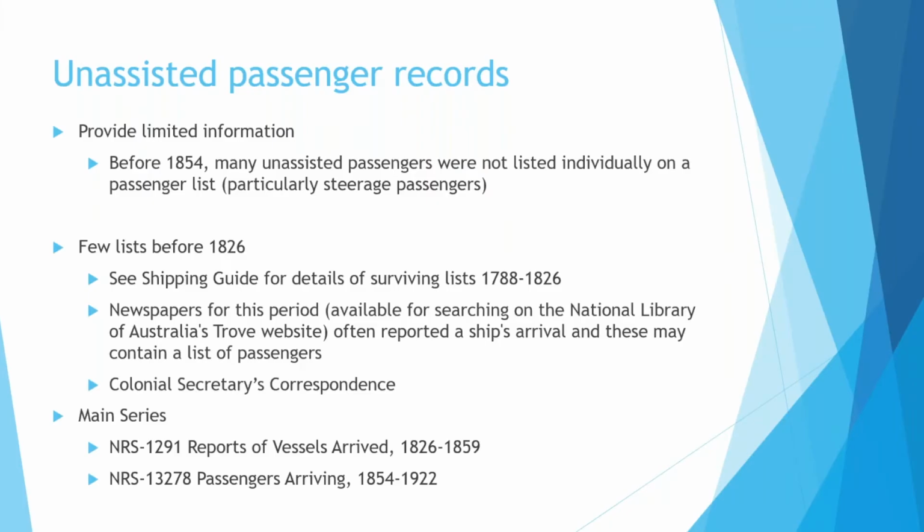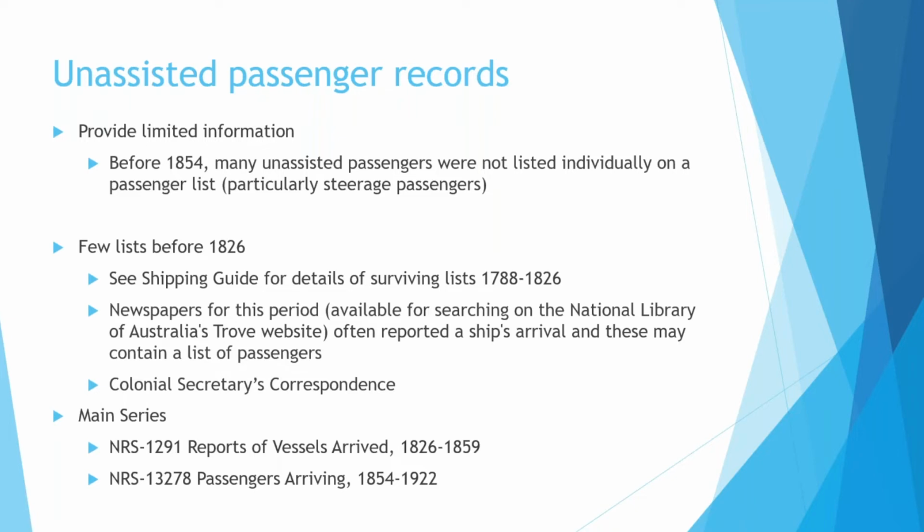Now having a look at unassisted passengers. The unassisted passenger records, as I've mentioned, provide very limited information, and particularly before 1854, many unassisted passengers were not listed individually on a passenger list, particularly those passengers who came out as steerage. Now, there are very few lists surviving before 1826. You could check our shipping guide for details of the surviving lists between 1788 and 1826.